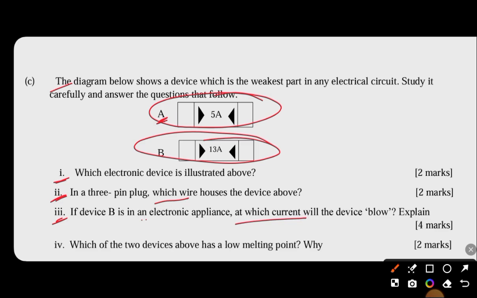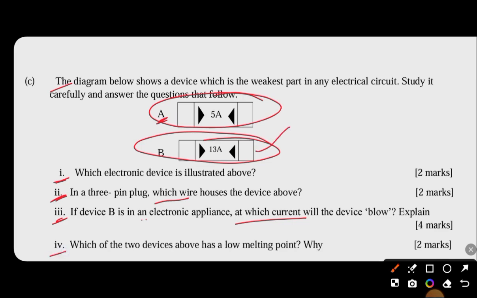Then III says, if device B is in an electronic appliance, at which current will the device blow, and explain. For device B, we can see 13 ampere. So the fuse will blow when the current flowing through it exceeds 13 ampere. This is because the fuse's melting depends on the magnitude of current, and a higher current will cause the fuse to melt faster. With the fuse, there's a wire in it. That's what breaks to stop the flow of current when, for example, with B, it exceeds 13 ampere.